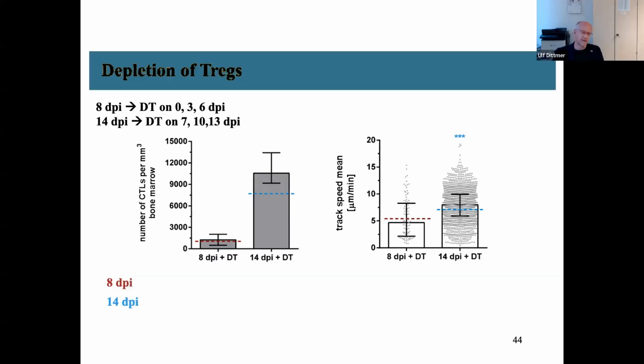And we can now answer a lot of additional questions in this model where we can follow both cell types and now virus-infected cells as well in the living mouse.